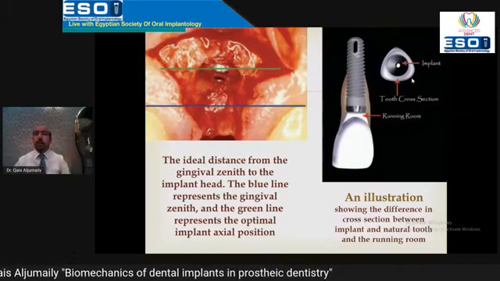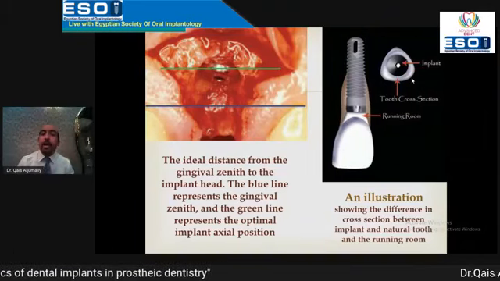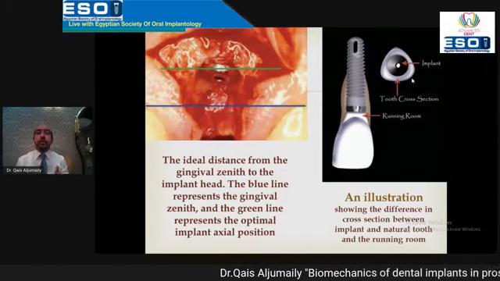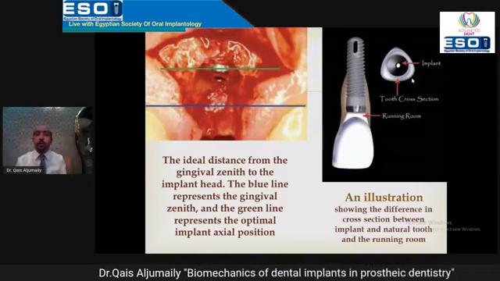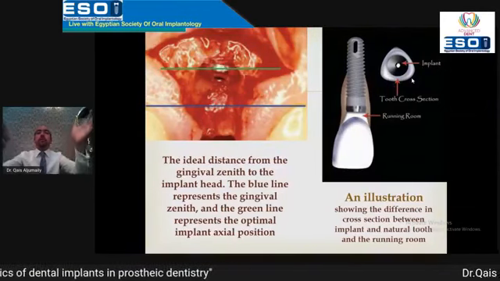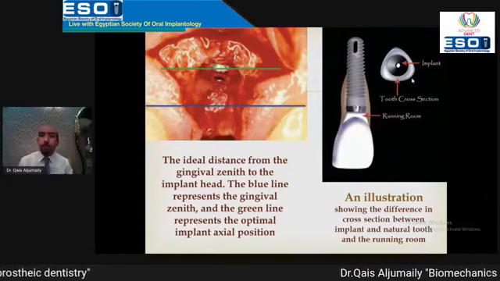Okay, always we have to keep in mind that we have to create what we call a running room for gradual widening of the emergence profile occlusally.